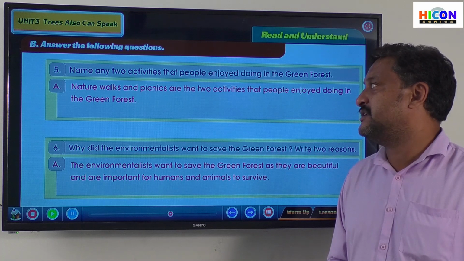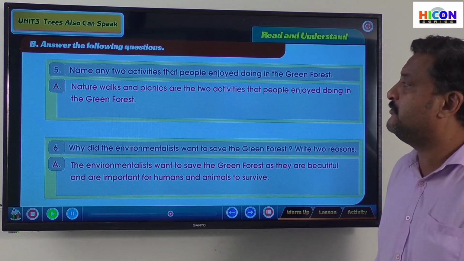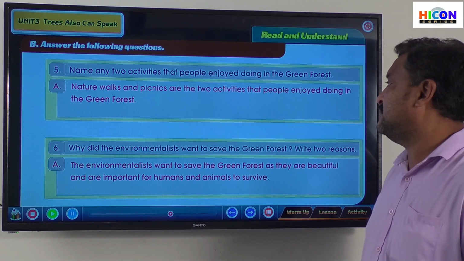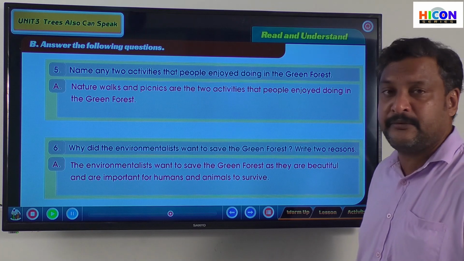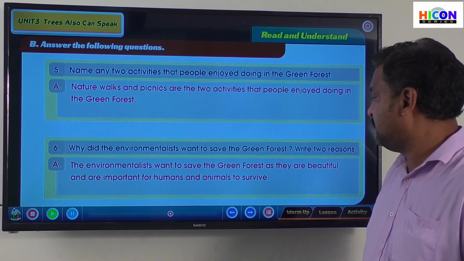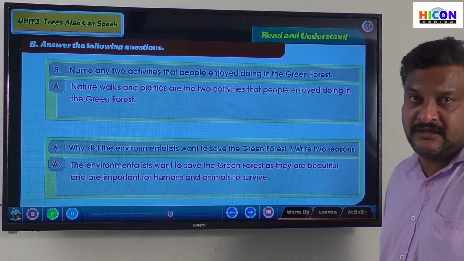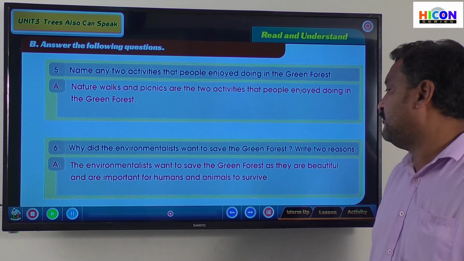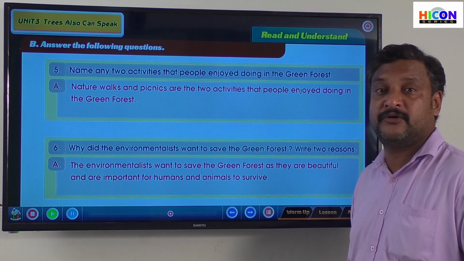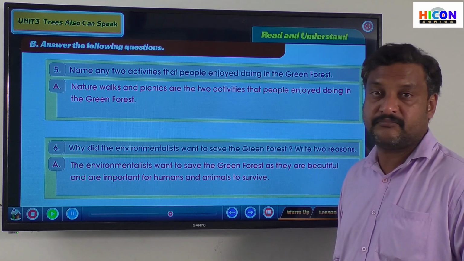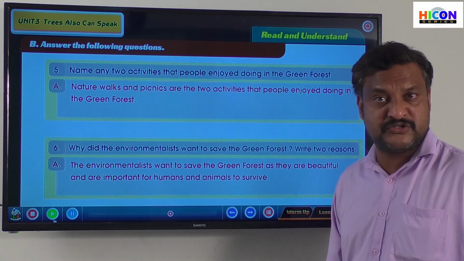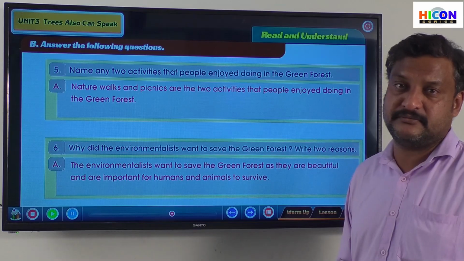Name any two activities that the people enjoyed doing in the green forest. A nature walk and picnics are the two activities that the people enjoyed doing in the green forest. Sixth question. Why did the environmentalists want to save the green forest? Right, two reasons. The environmentalists want to save the green forest as they are very beautiful and are important for humans and animals to survive. Clear? So now I will keep this screen for another minute so that you can read these two questions also, and then we will go on to the next question.